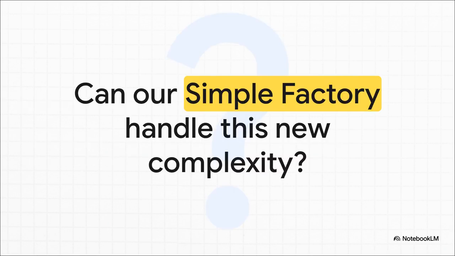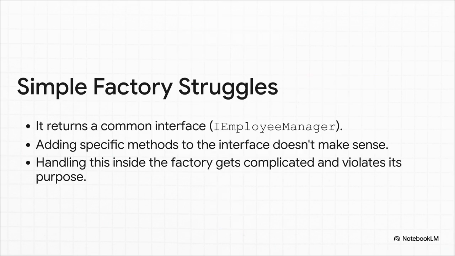These aren't common things. They are very specific to each employee type. Which leads us to the big question. Is our shiny new simple factory, the one we were so proud of, actually up for this new challenge? The answer is not really. The problem is that our factory returns that common, one-size-fits-all interface, the employee manager. We can't just add a get house allowance method to it, because what would that even mean for a contract employee? It makes no sense.